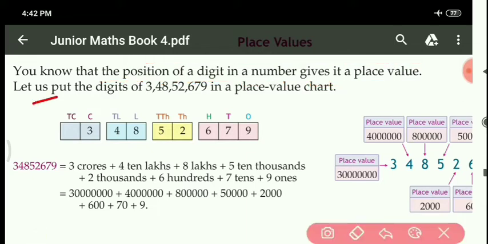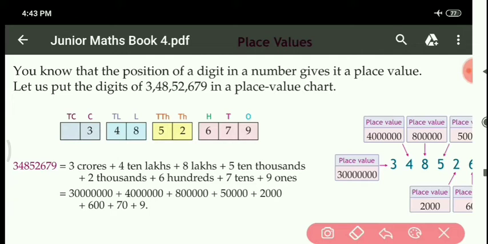Now let us put the digits. It is given 3, 4, 8, 5, 2, 6, 7, 9 in a place value chart. How to represent this in the place value chart? Always start from which side? Right side. And we know very well, in ones period 3 places are there, thousand period 2 places, lakh period also 2 places, and so on.